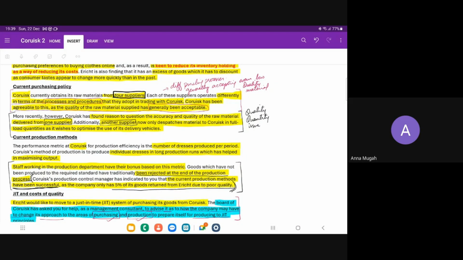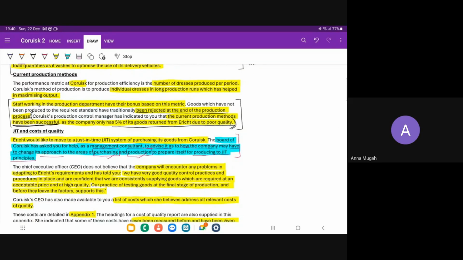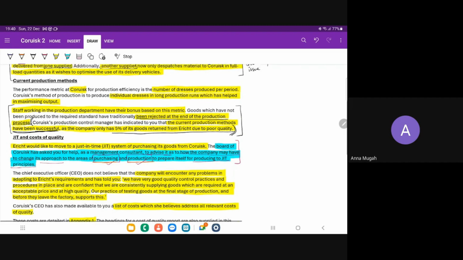Before starting writing the answer, first of all, you need to understand the marking scheme, right? This is something which will help you to understand how much you are supposed to write. So the overall requirement is of 13 marks, right? We believe that 1 mark we can get from the basic definition of JIT. So we are left with 12 marks. 12 marks means that we have to advise with respect to purchasing and production, both, right? How we need to change.